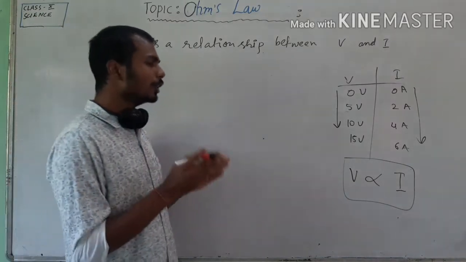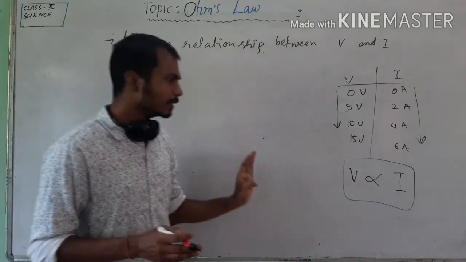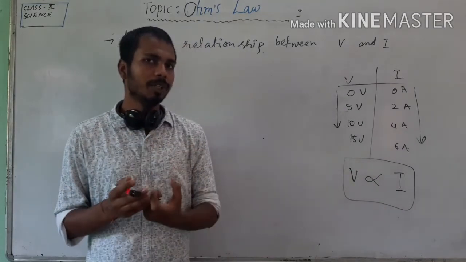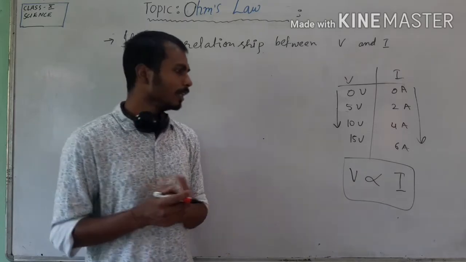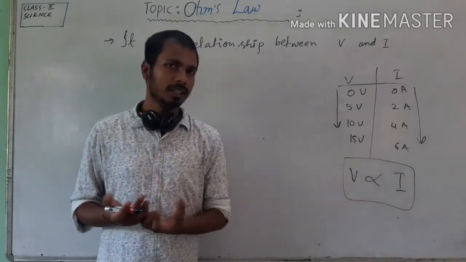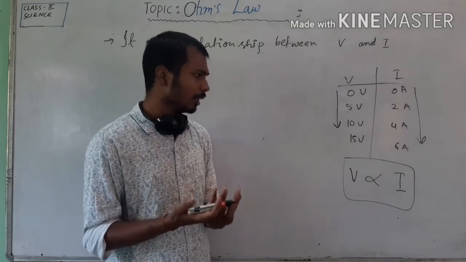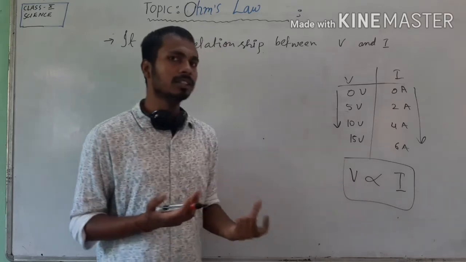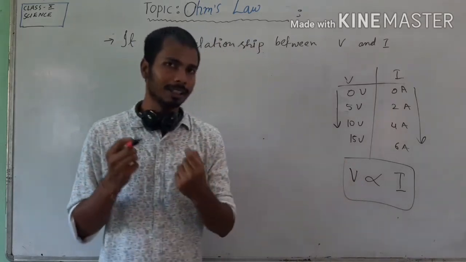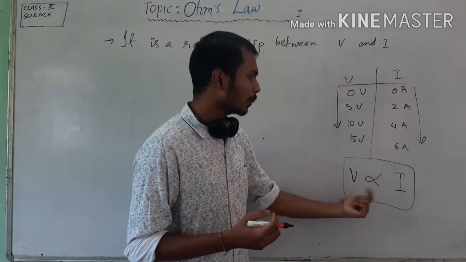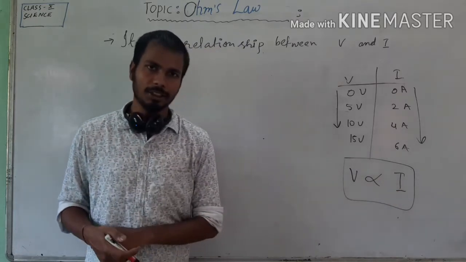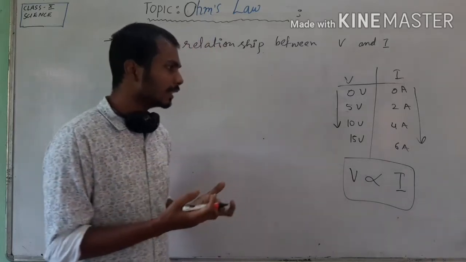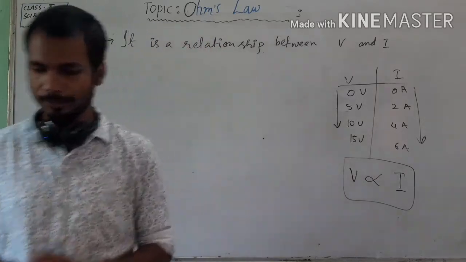According to him, V is directly proportional to I provided the temperature remains constant. When he was studying, he maintained a constant temperature. At that temperature, he found that V, that is the potential difference across any two points on the conductor, is directly proportional to the current flowing through the conductor at a constant temperature. This was his statement, and this is practically proved also.